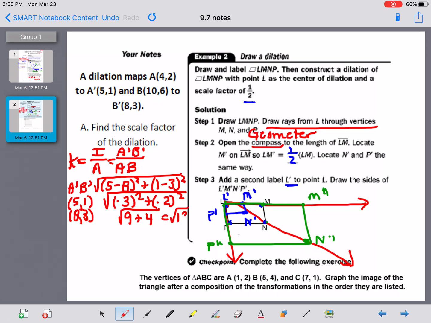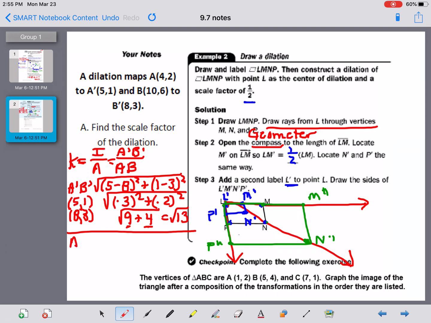Quick recall, never will we get a negative in there because as soon as we square things, they become positive. So make sure we remember we'll never get negatives in our final answers for the distance formula. So there's A prime B prime. Don't worry about getting a decimal for that radical or simplifying it out. Just leave it right now as the square root of 13.